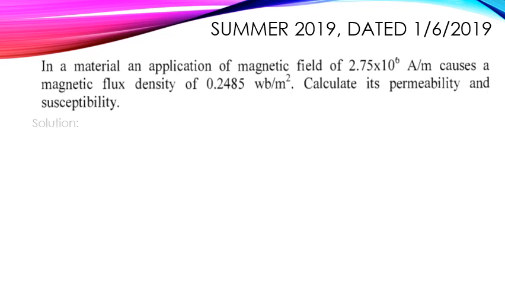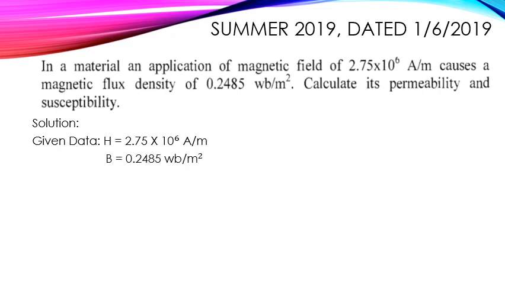So first write down the given data that we have seen earlier. As per the question, magnetic field strength H is equal to 2.75 × 10^6 ampere per meter. Then magnetic flux density B is equal to 0.2485 Weber per meter square. Then write down what to find. Here, it is asked to calculate permeability mu and susceptibility.